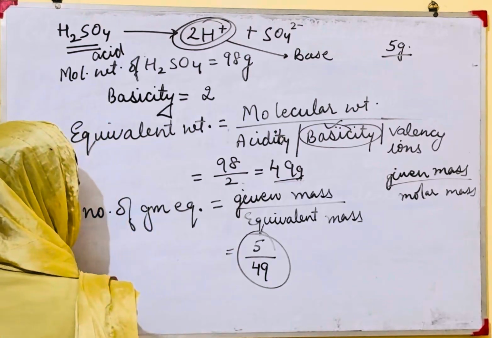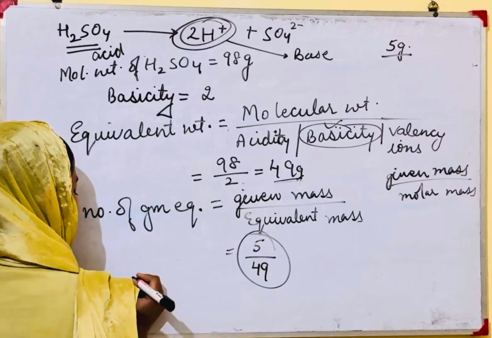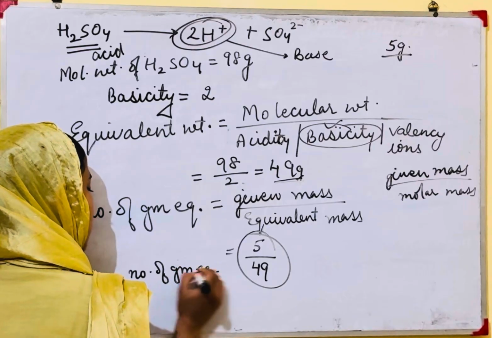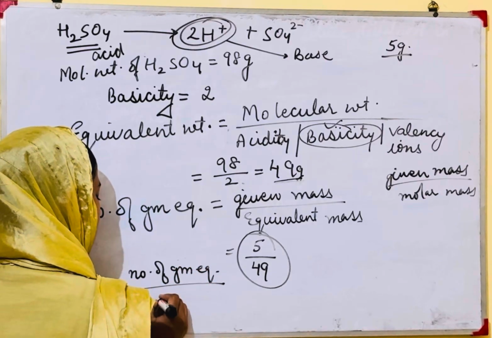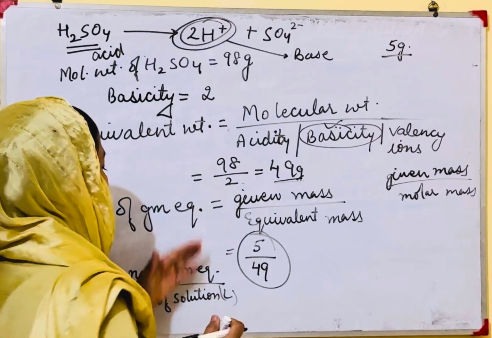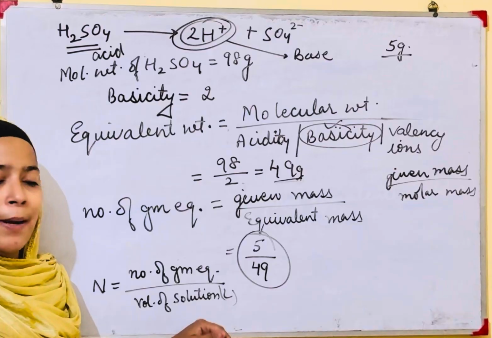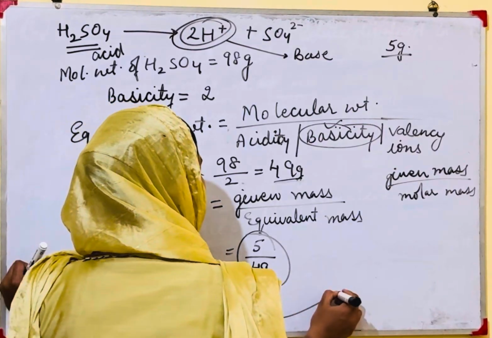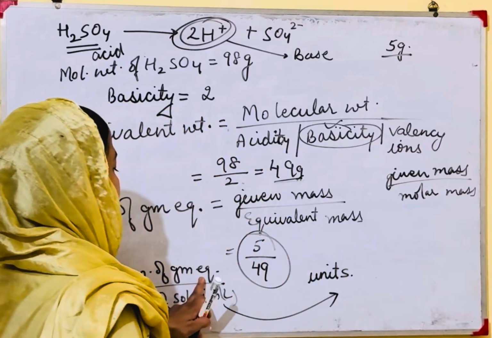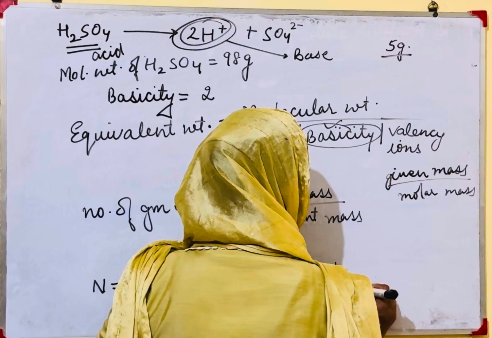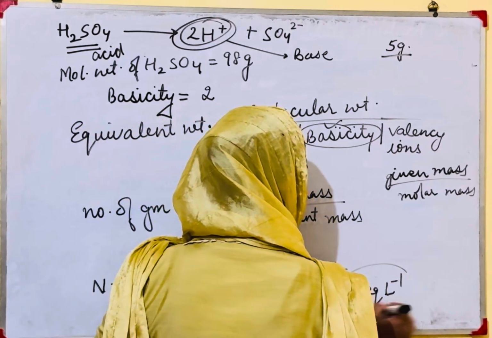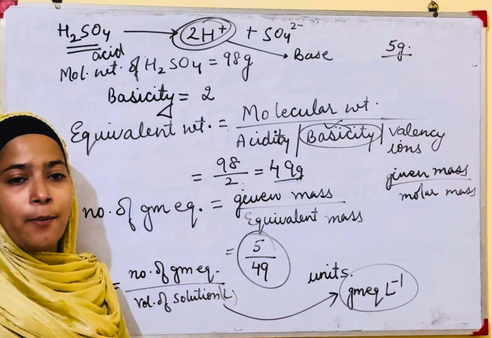Then we put the formula of normality, which is number of gram equivalents divided by volume of solution in liter. After this you will calculate normality, and from here we can get the units. The unit of gram equivalent is gram equivalent. Unit of volume is liter. So gram equivalent per liter. So these are the units of normality.